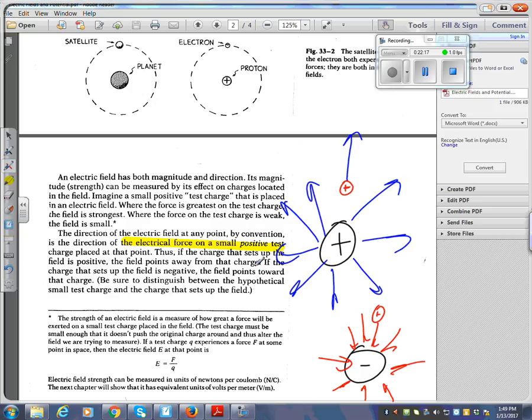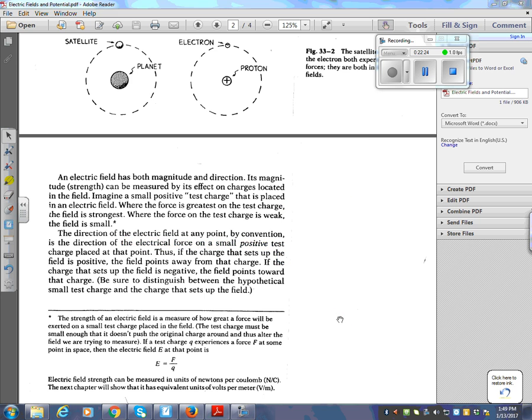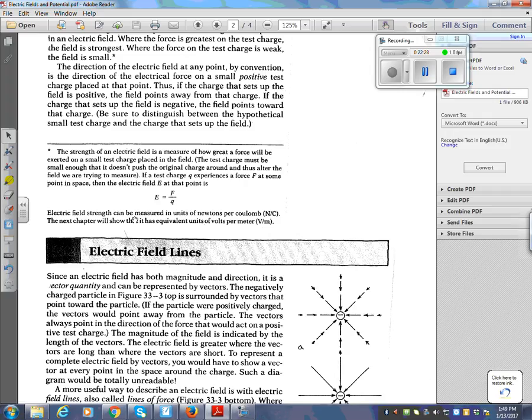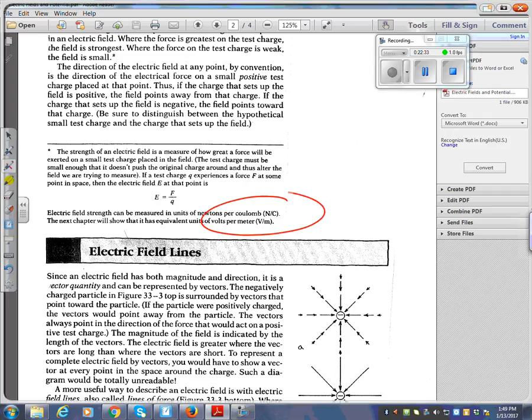Be sure to distinguish between the hypothetical small test charge and the charge that sets up the field. Okay. Electric field strength can be measured in units of newtons per coulomb. I believe that's in the project, is it not? Electric field strength can be measured in units of newtons per coulomb.